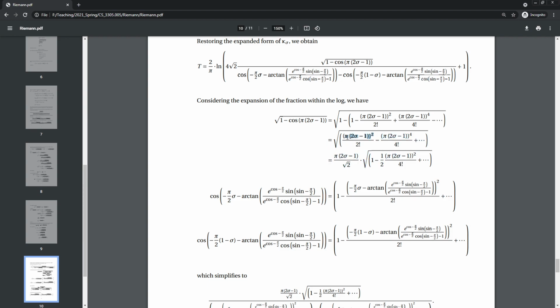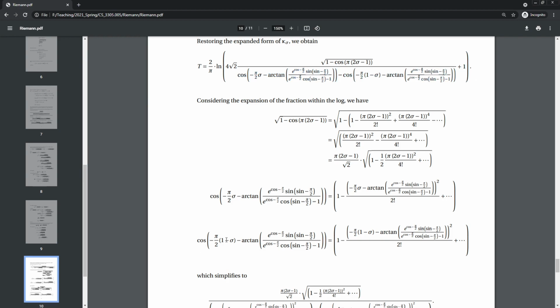Well, we can factor out one of these, right? That's not so big, and even the 2 can factor out, so that we end up with this, right? The square root of this, which is squared, well, that just disappears. We get pi times 2 sigma minus 1 over square root of 2, right? Because we factored it all out. And then 1 minus a whole bunch of other stuff, right? Okay. And so for the denominator, we consider this and then this separately, right?